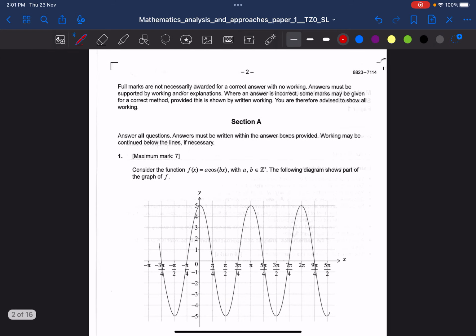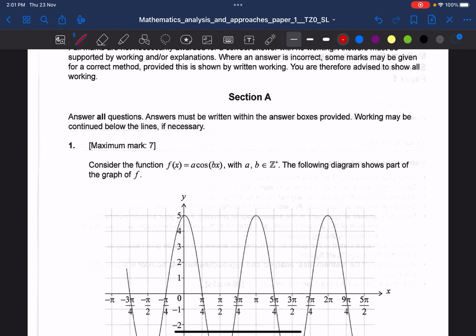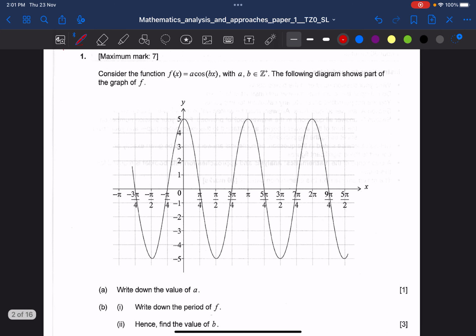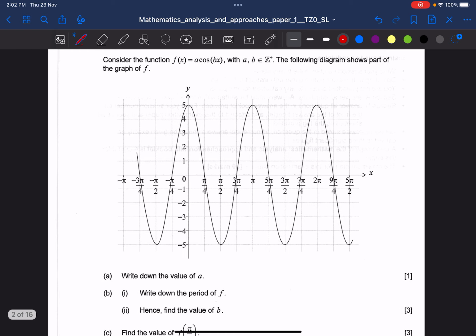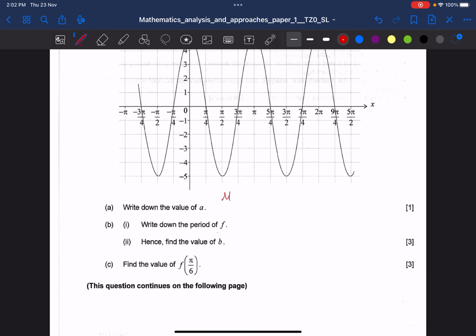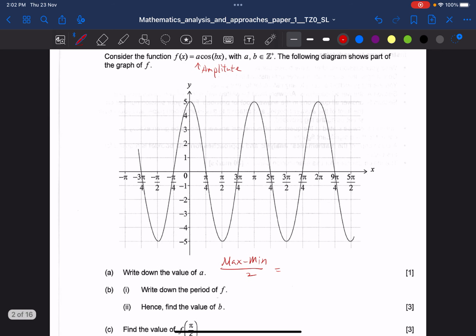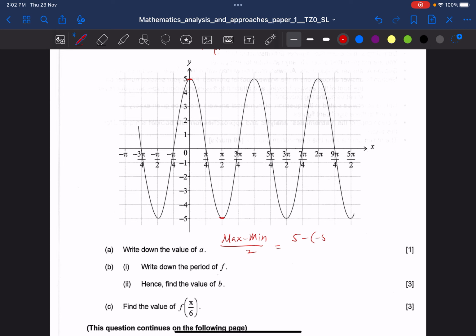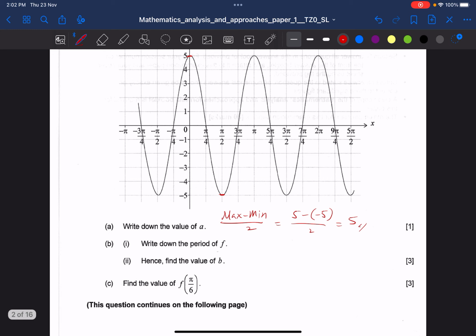Let's start. For the first question, section A, I think it's a cosine problem. They gave you a cosine curve, and a diagram shows a part of it. Write down A. Remember A is the amplitude, so the formula is max minus min over 2, the distance from the top to the bottom divided by 2. The max is 5 minus the min, which is minus 5, divided by 2, so just 5 at the end. That's the first mark here.